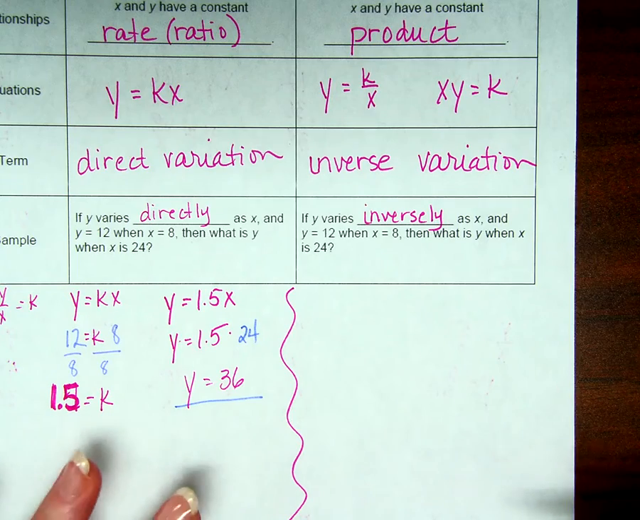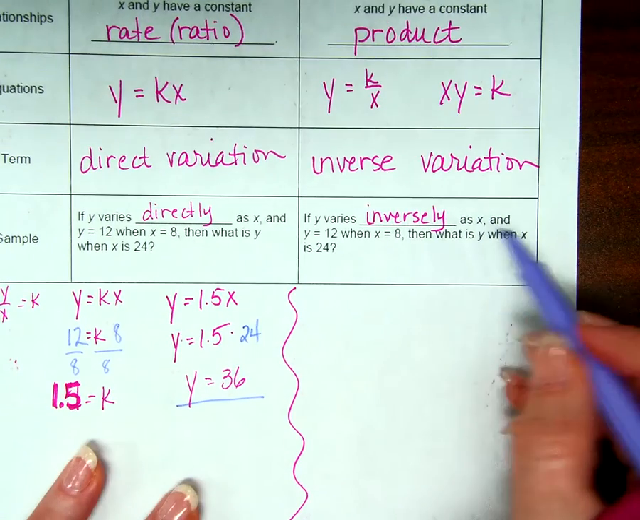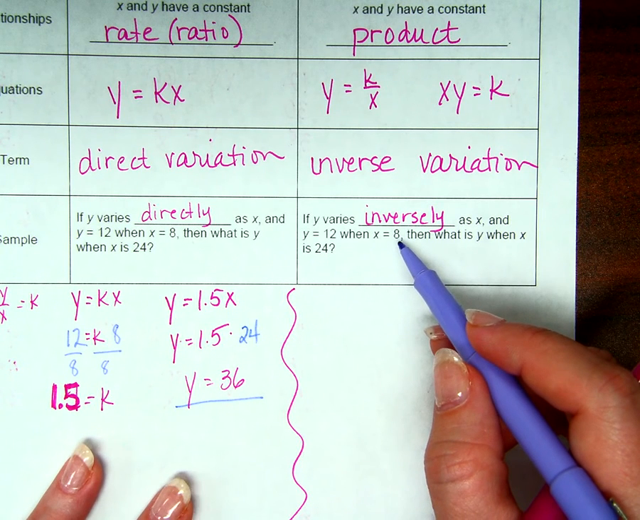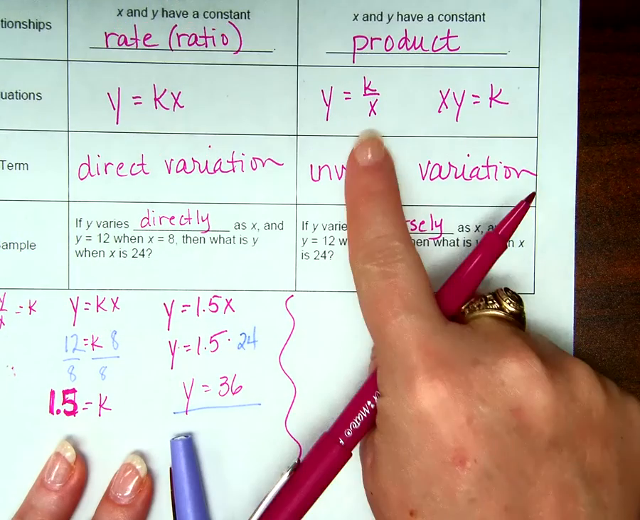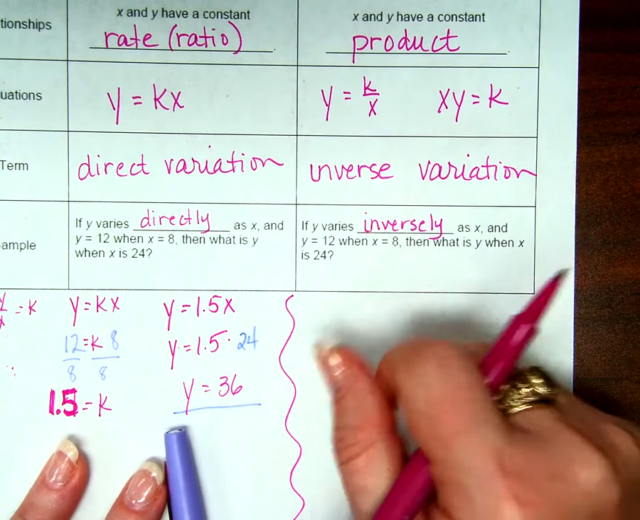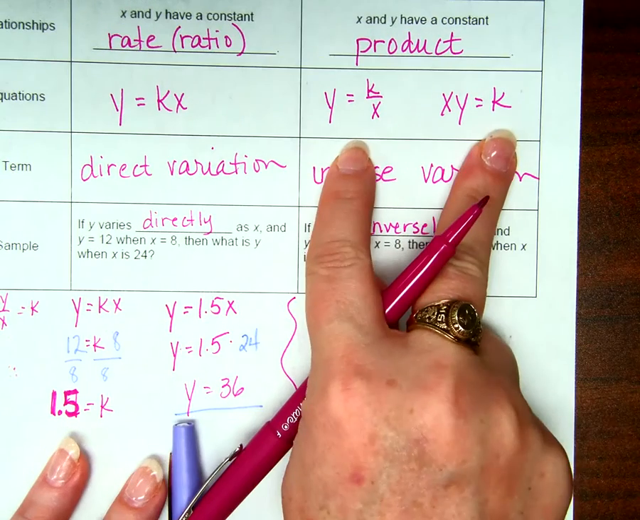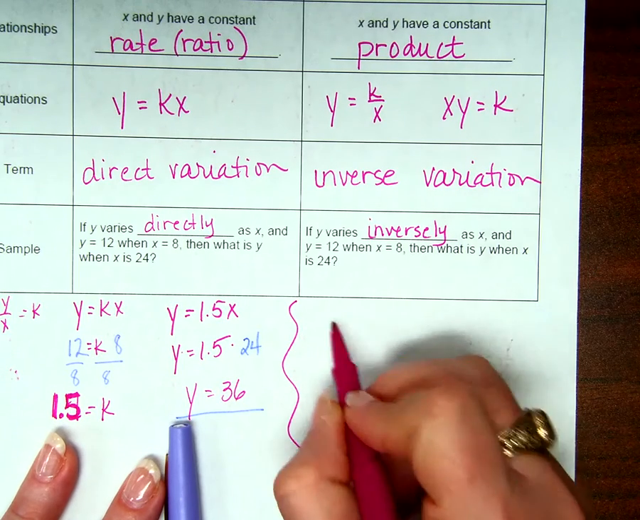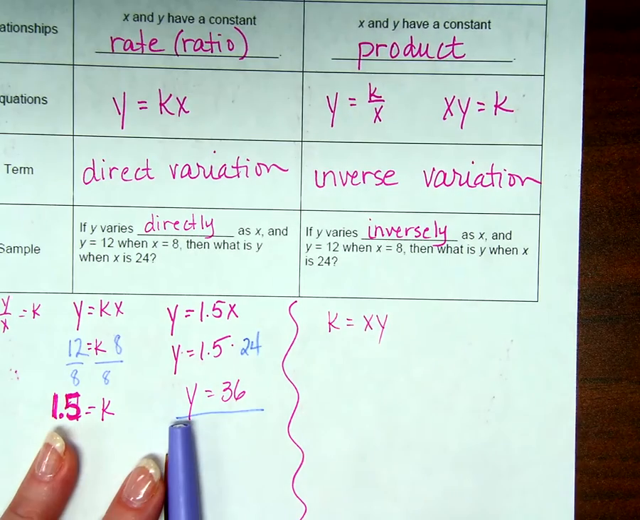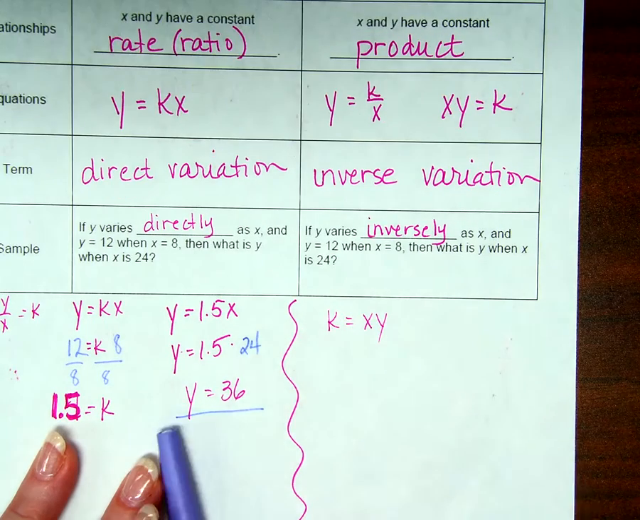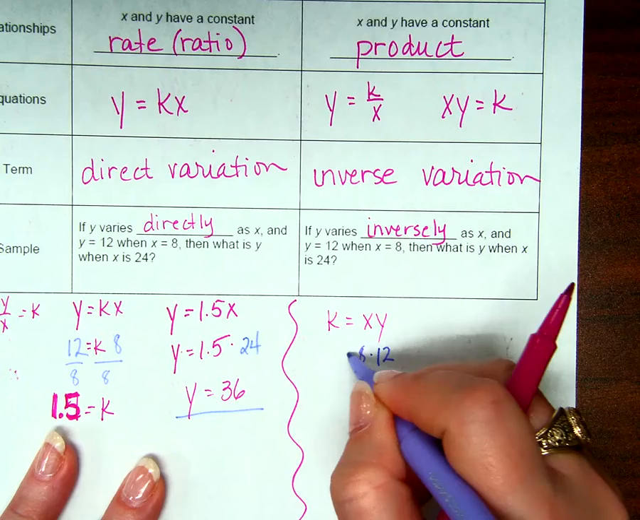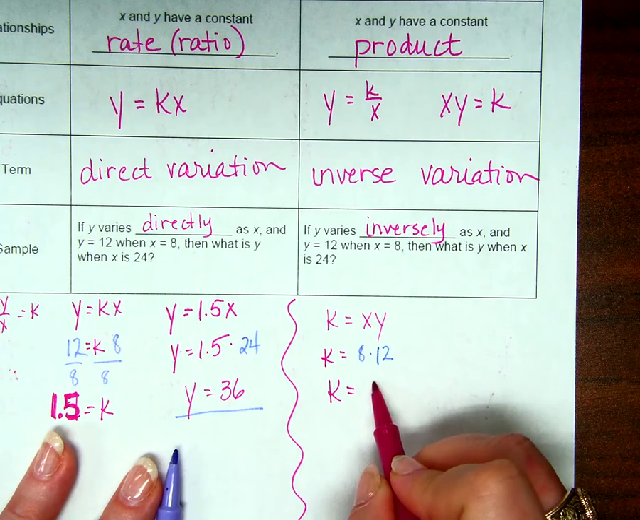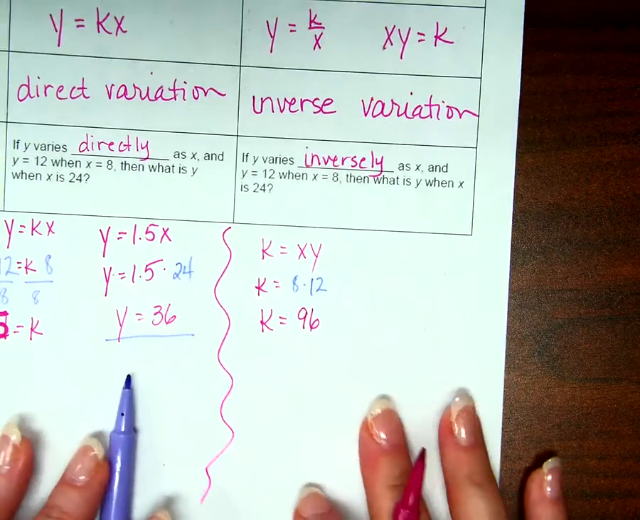Okay. So if y varies inversely as x and y equals 12 and x equals 8, what do I have to find first? Your k. Well, guys, which one of these equations would it be easier to use to find k? They're both the same, right? They both mean the same thing, but this one's already solved for k, so wouldn't it make more sense to use that? Yeah. K equals xy. Well, y is 12 and x is 8. What is 8 times 12? 96. So k equals 96.